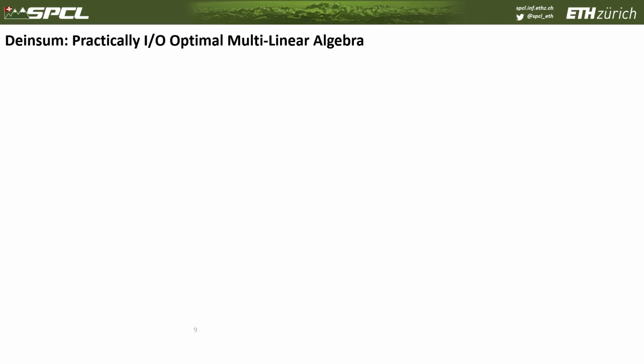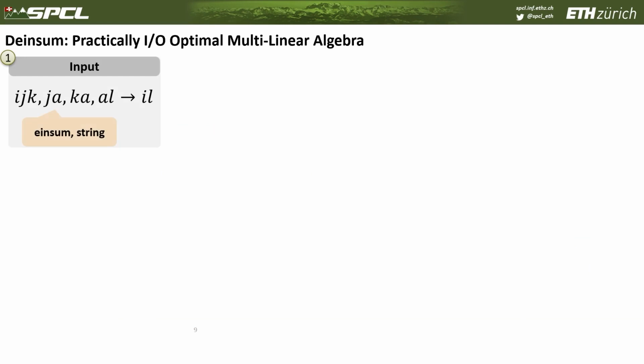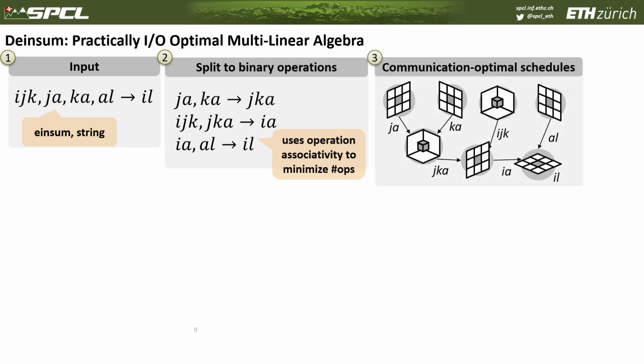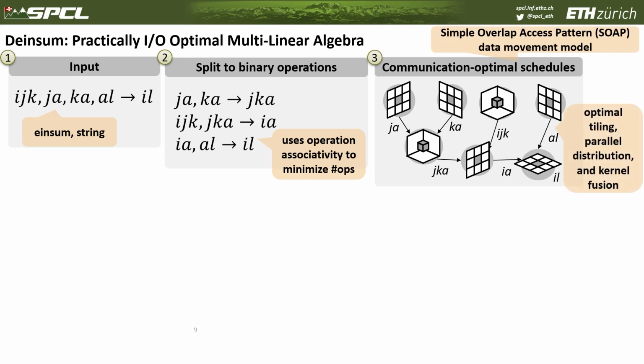The workflow of Deinsum is as follows. We start with our program described as a Deinsum string. We then split the program to binary operations. We do that because we want to take advantage of associativity to minimize the total number of operations. Next, we derive communication optimal schedules using the SOAP data movement model. SOAP stands for Simple Overlap Access Pattern, and Greg will make an introduction later. Now, SOAP finds for us the optimal tiling parameters, as well as which operations we have to fuse together in order to further lower the I/O of the program.